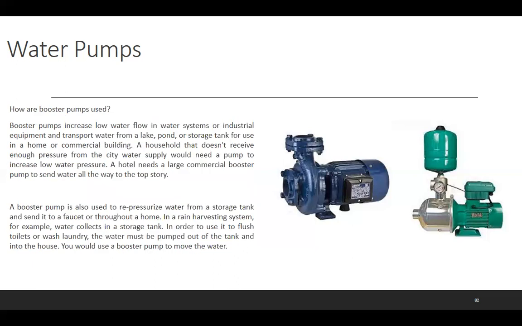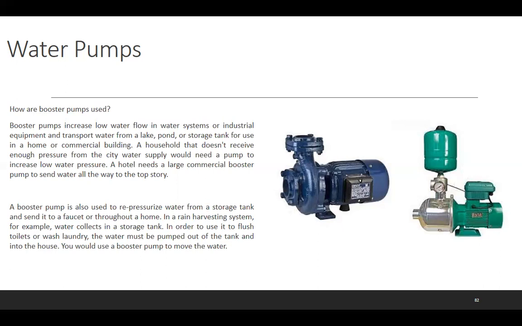How are booster pumps used? Booster pumps increase low water flow in a water system or industrial equipment and transport water from a lake, pond, or storage tank for use in a home or commercial building. A household that doesn't receive enough pressure from the city water supply would need a pump to increase low water pressure. A hotel needs a large commercial booster pump to send water all the way to the top story.